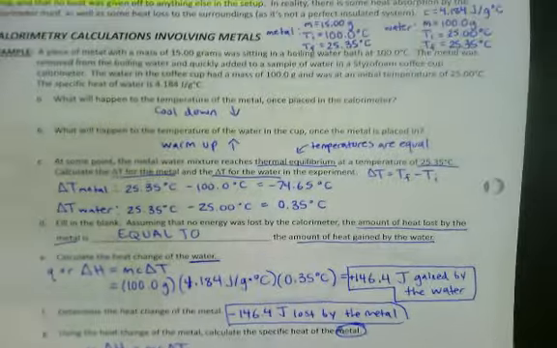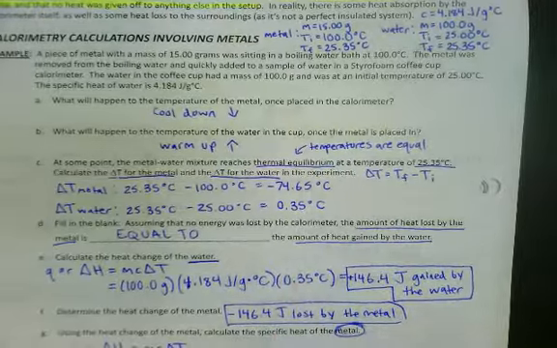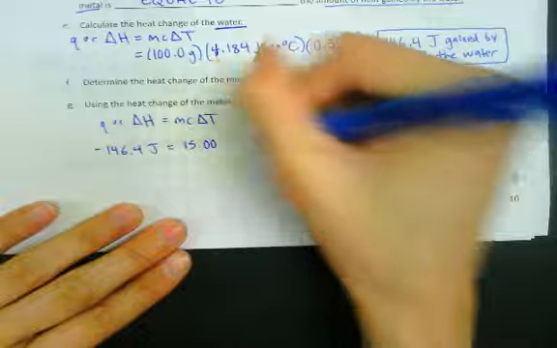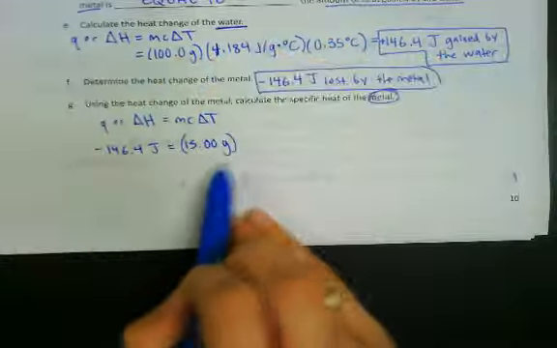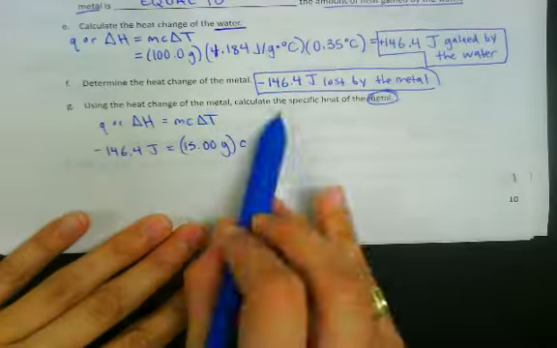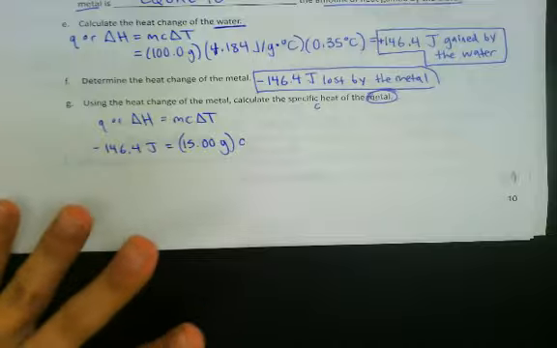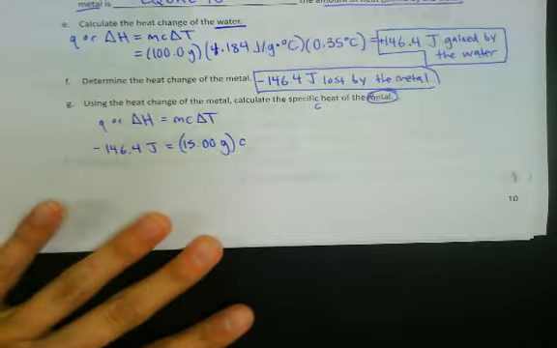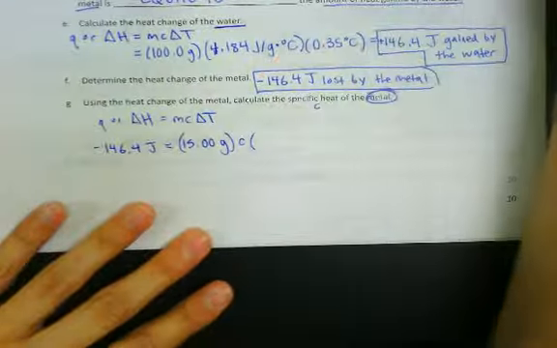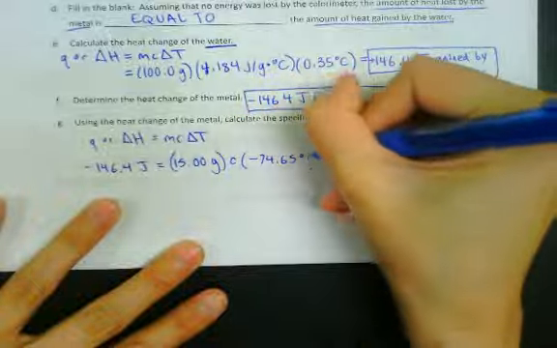So using our values that we have for the metal, what's our mass of the metal, y'all? 15. Very good. 15 what? Grams. I like to include my units here so I make sure my units all jive with each other. We're trying to calculate the specific heat. Remember, specific heat is C. So we don't know that. We're going to try and calculate that. And then we have delta T. What's our delta T for this? We actually already calculated it. Negative 74.65. Very good.